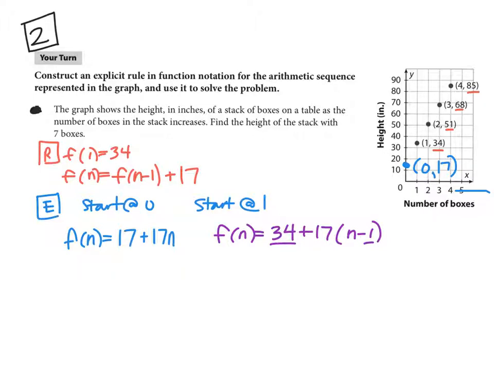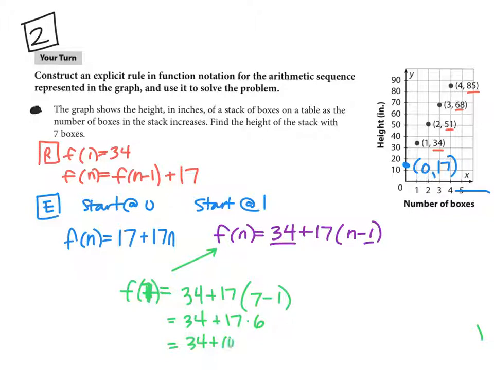Okay, so now we're going to use that to solve the problem. Find the height of the stack with 7 boxes. So we're going to do f of n equals. This time I'll show you how to plug in with this other equation, just in case that one makes more sense to you. 34 plus 17 times, this time I'm not doing f of n, I'm doing f of 7. So 7 minus 1, that's going to give me 34 plus 17 times 6. That's 34 plus 102, which is going to give me 136. So the height of 7 boxes is 136 inches. So you want to make sure you have that sentence written.